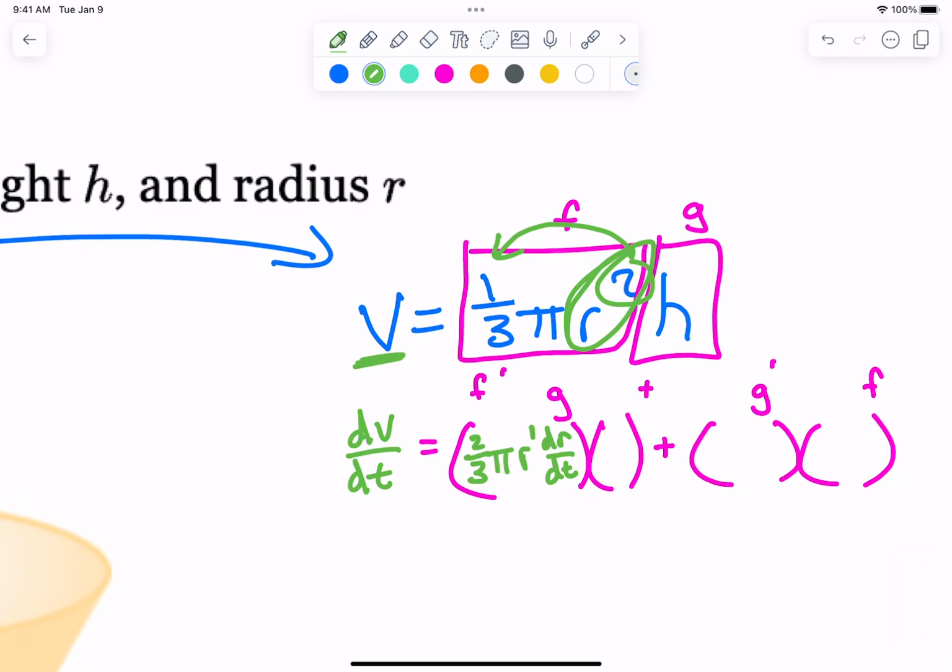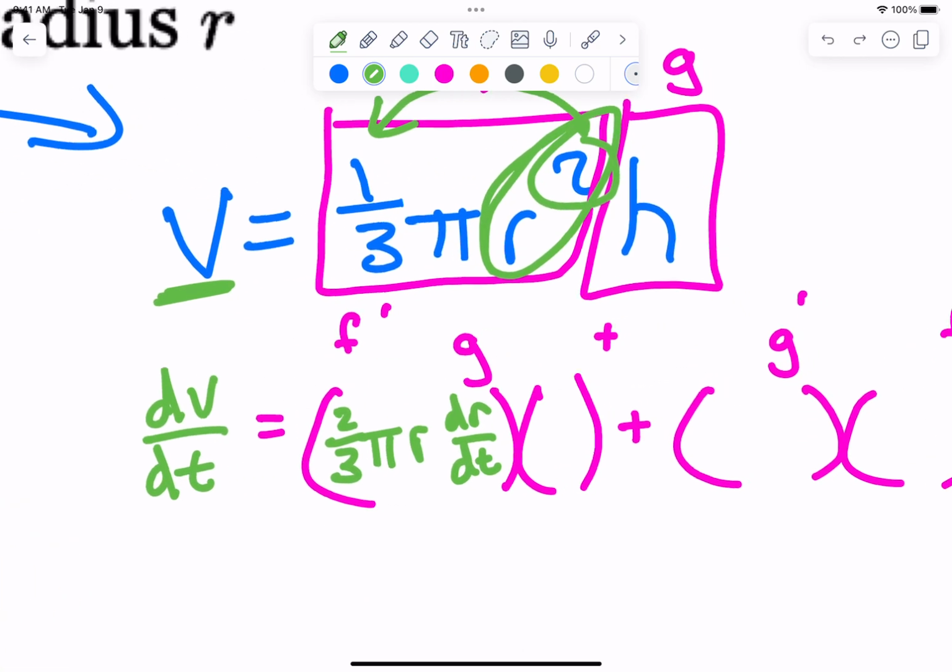So do you see where I get that derivative from? The 2 comes down in front, 2 times 1/3 is 2/3. The pi stays because it's just a number, r to the first power, and then dr dt. Do you have to have the 1? No. You don't have to have the 1. I was just showing you. Why is it dr over dt? Because I took the derivative of r with respect to time. Everything is d whatever dt. Like volume was dv dt, right? Because we're taking everything with respect to time.